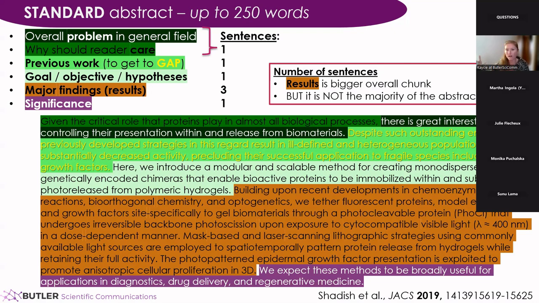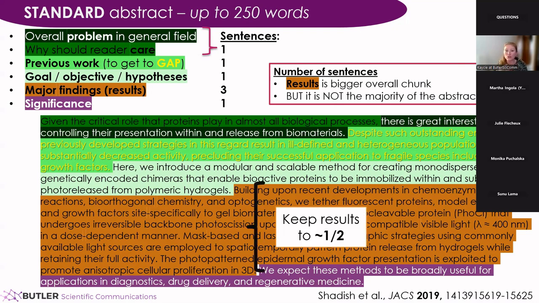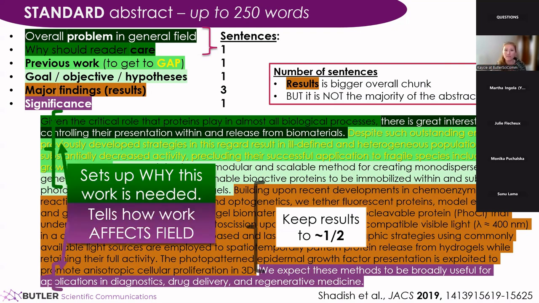Now, while you guys look at this, I want you to note something reasonably important here. While the biggest chunk of this overall is our results and our findings, I want you to note that this is not the majority of this abstract, okay? The majority of this abstract is actually taken up by the other parts surrounding the results. In fact, the results here are only about half of the total text. So this is my first recommendation for you guys when writing an abstract. Focus on keeping your findings or your results to no more than half of your abstract to give you enough space at the beginning to set up why your work is necessary and to give you the space at the end to talk about how your work has affected the field.